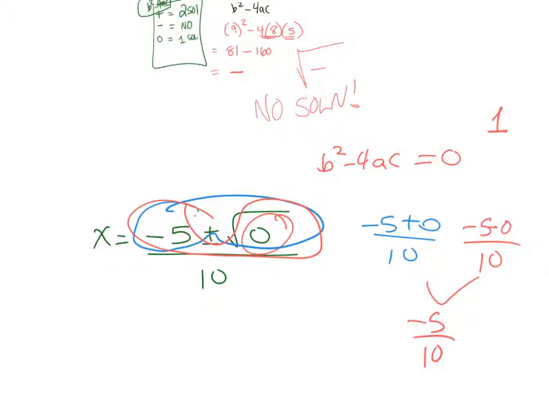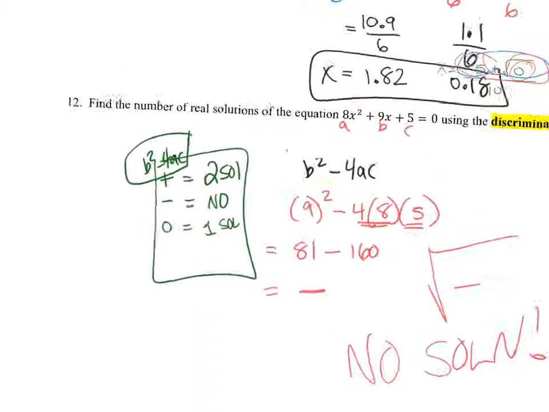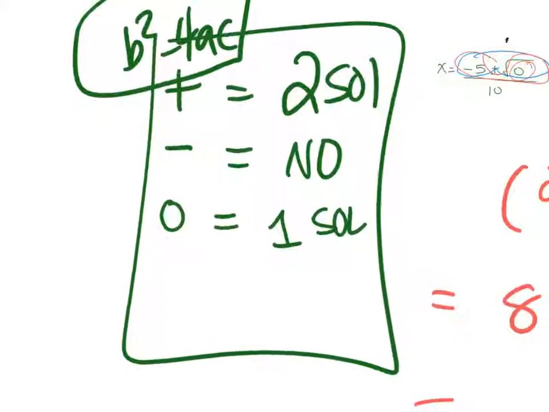With just 1 solution. So this is just a way of figuring out how many solutions I'm going to get. Just because your discriminant is equal to 0, it doesn't mean that your answer is equal to 0. It doesn't mean that your x is equal to 0. It means that you have 1 solution. So that's the reason why we use this little thing to help us.